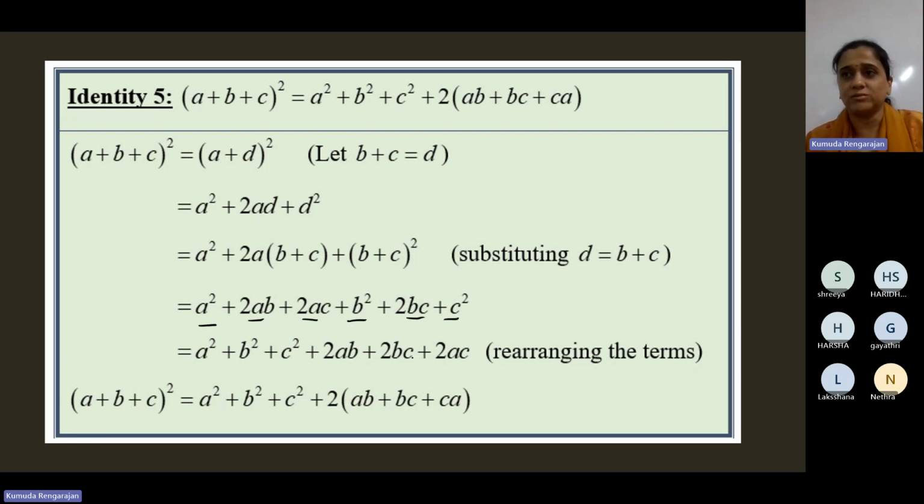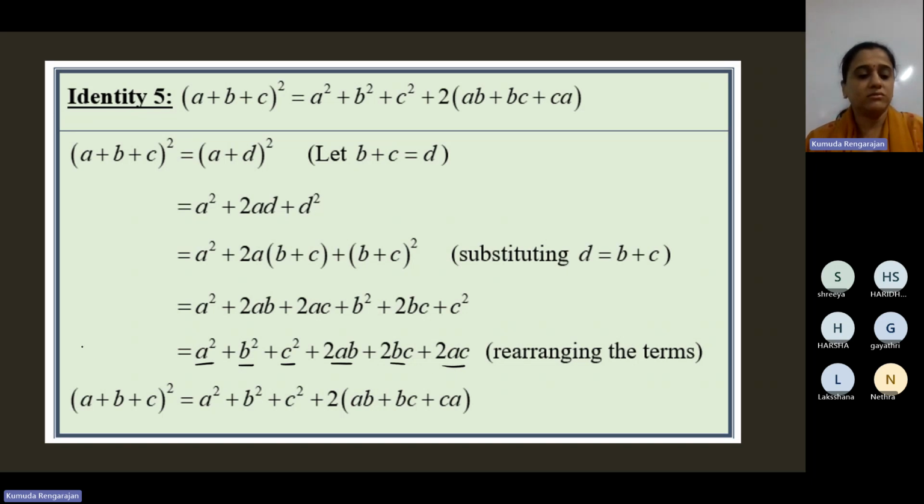Now, they're all unlike terms. You cannot simplify them by adding or subtracting. A square, 2ab, 2ac, b square, 2bc, c square. Unlike terms, so they cannot be simplified further. So just arrange it: a squared plus b squared plus c squared plus 2ab plus 2bc plus 2ca.